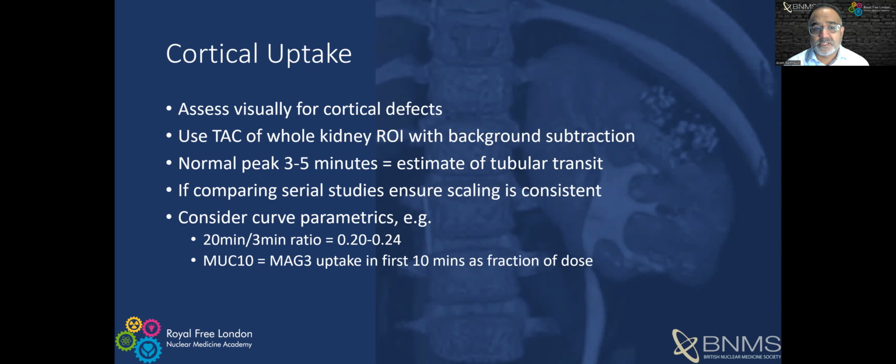And also consider using some curve parametrics. I'm not going to go into these in more detail, but there are some parametrics such as the 20-minute to 3-minute ratio, or the MUC10, which essentially tells you how much MAG3 has been taken up by the kidney in the first 10 minutes. These parameters can be useful as a prognostic value in assessing your renogram, and also useful in assessing serial studies, so you can compare how well your kidney is functioning over time.